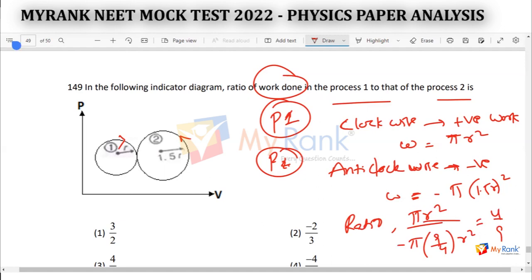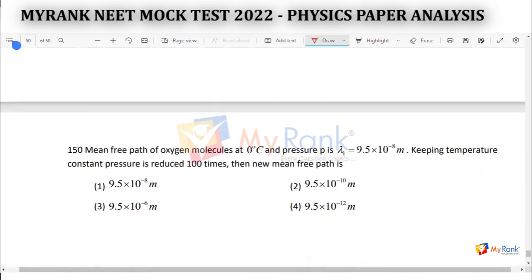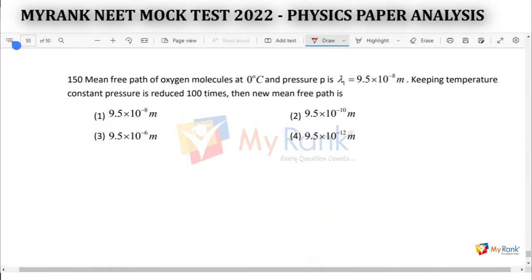Negative work and a positive work, pi r square. But of course, in the ratios, sign need not be considered. 4 by 9 is the right answer, students. With the negative sign it is also given, so no problem. Fourth is the right answer. And the next is the last one.